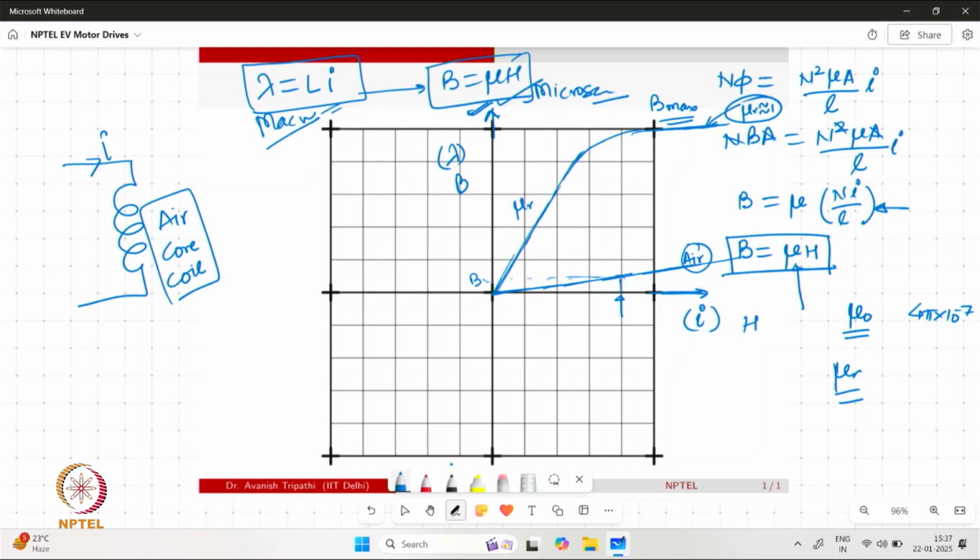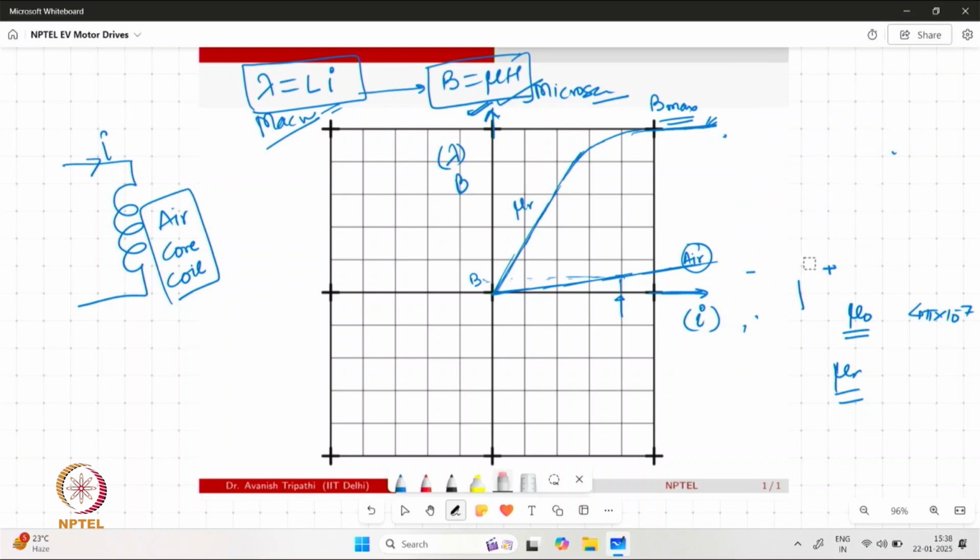So if you compare the rise in flux density for a given change in excitation, it is going to be much larger in the initial portion of the graph compared to the portion of the graph which is closer to saturation. This is on account of the changing value of mu r.